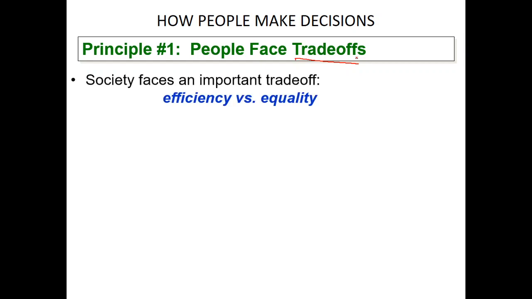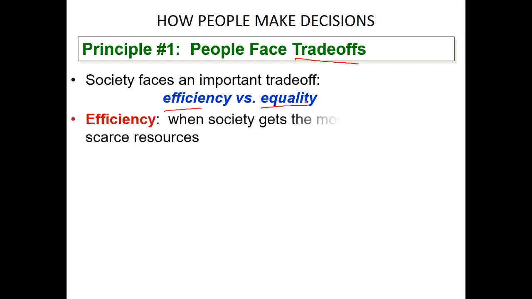Okay? Society faces an important trade-off, in terms of efficiency and equality. Efficiency, in the example of work, is when you finish a job quickly and economically. That's efficient. And equality is about distribution. The word equal means no bias. Society faces an important trade-off: efficiency and equality.